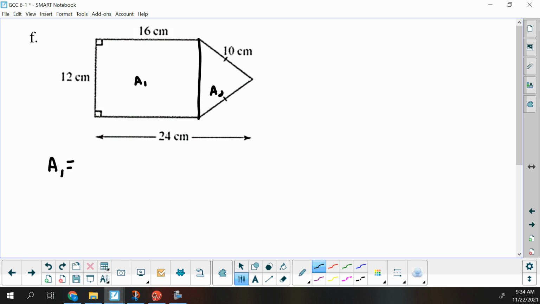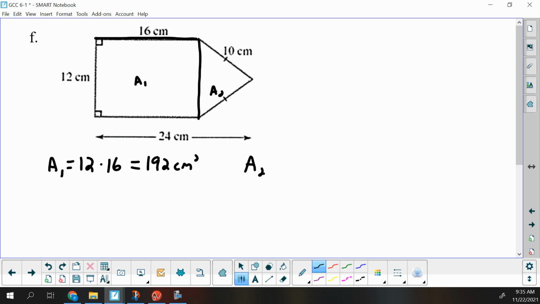Well, for area 1, we just have a rectangle. So we just do length times width. So we'll do 12 times, and the second dimension for that is just the 16, because the 24 went all the way across. And if we did 12 times 16 in the calculator, we would just get 192 centimeters squared.